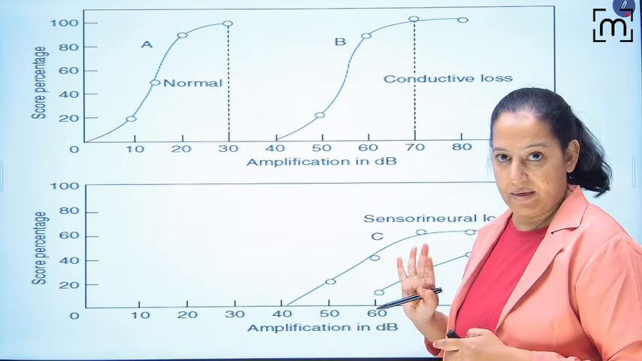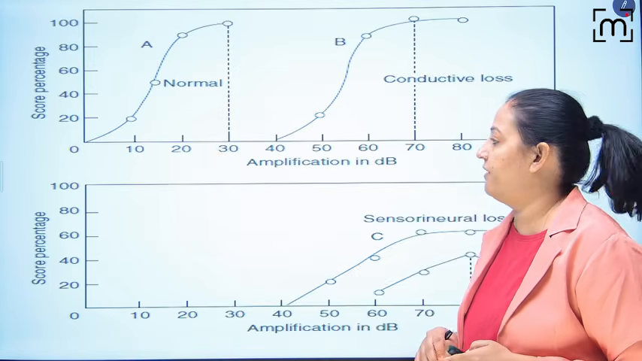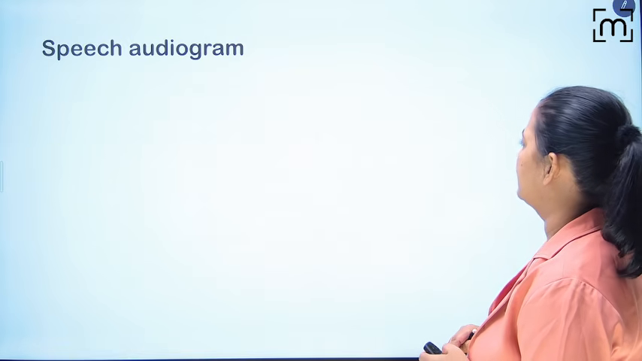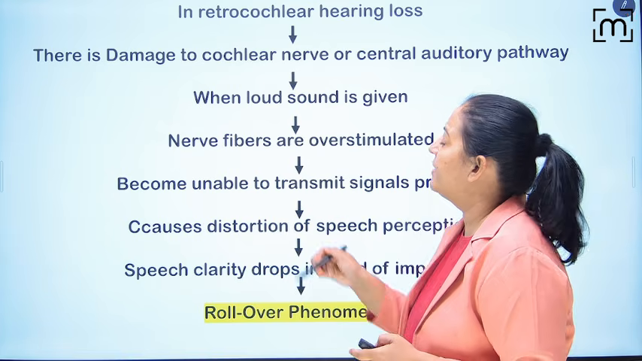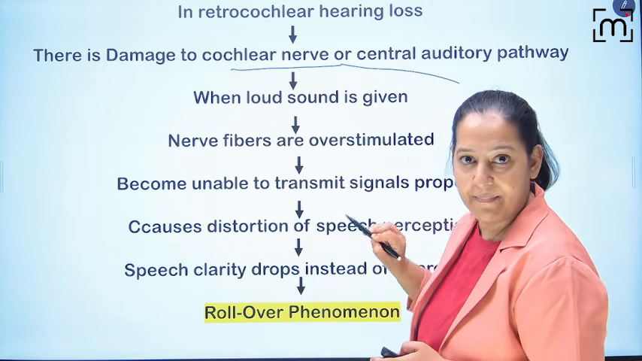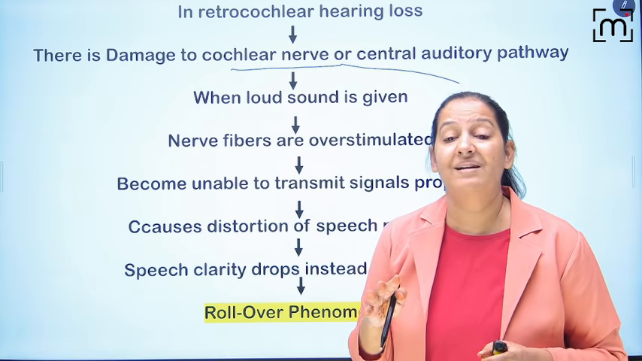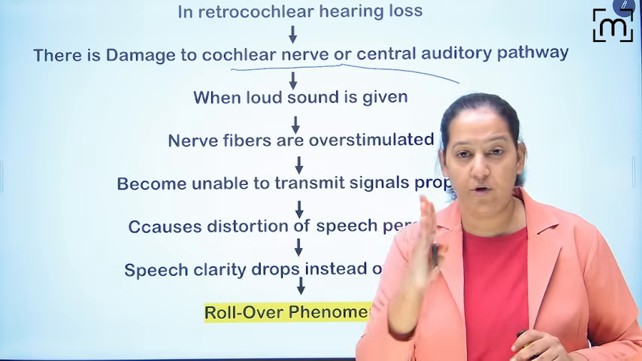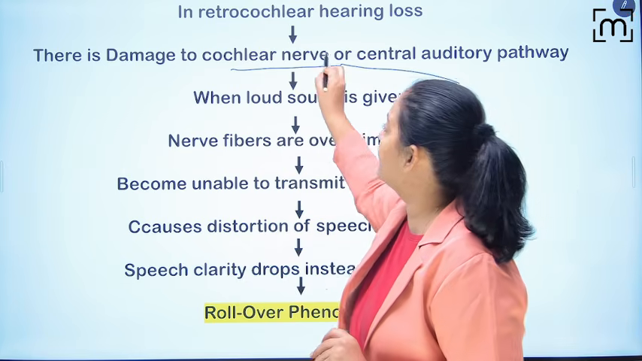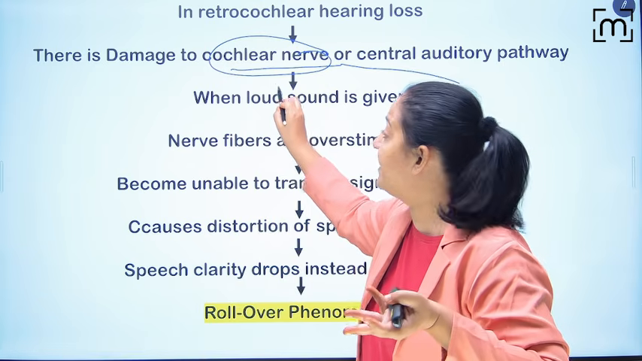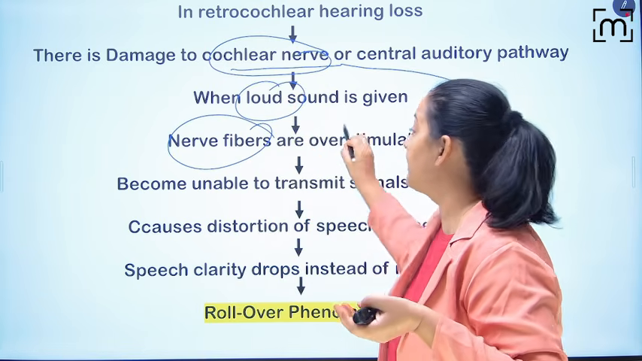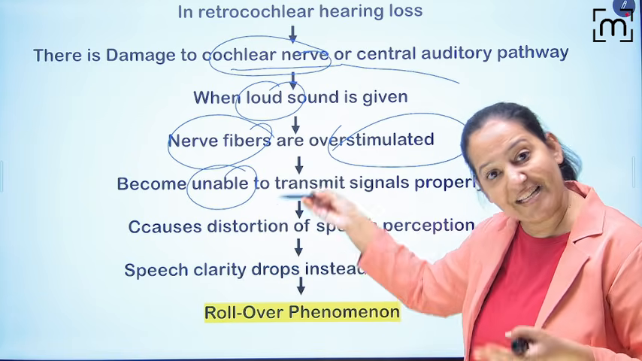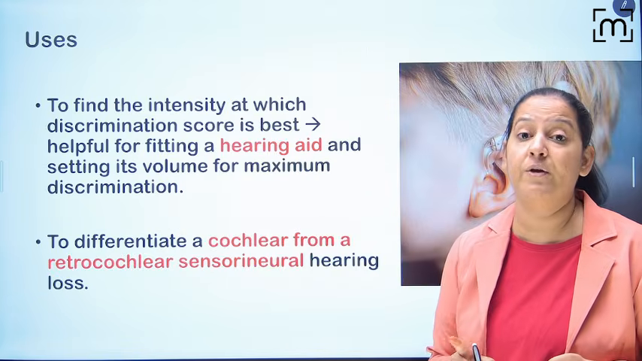Now you understood. Now I will tell you the reason for the rollover phenomenon. In the rollover phenomenon, there is cochlear nerve damage or brain damage. What is retrocochlear deafness? Retrocochlear deafness means 8th nerve damage. I told you, cochlear, retrocochlear and central. So in retrocochlear deafness the 8th nerve is damaged. When you increase the loudness, the nerve fibers become overstimulated and they are unable to transmit the signal, and that worsens the score. This is known as the rollover phenomenon, and you get questions on that.